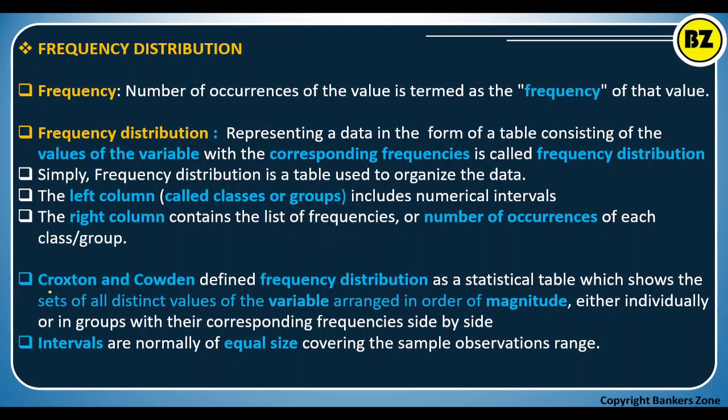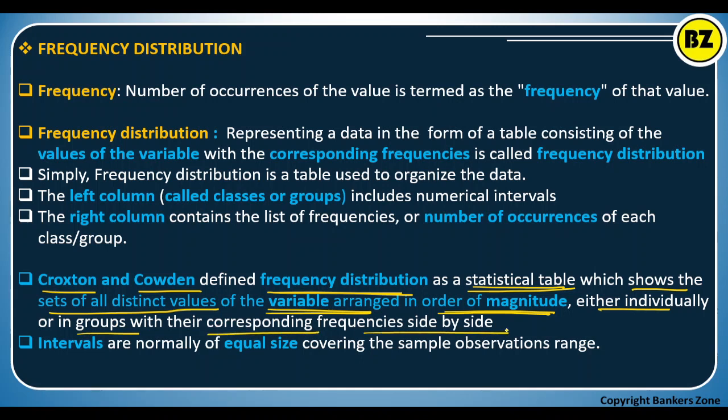Now Croxton and Cowden define the frequency distribution as a statistical table which shows the set of all distinct values of the variable arranged in order of magnitude, either individually or in groups, with their corresponding frequencies side by side. So it is basically the same definition we have drawn recently in a table. You can remember the name by CC, Croxton and Cowden.